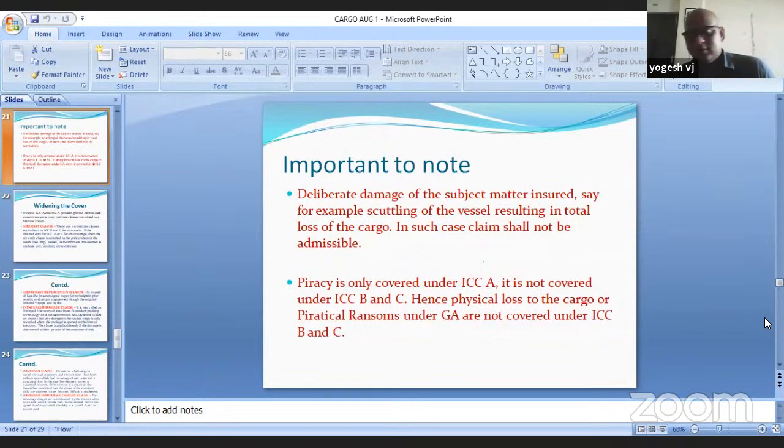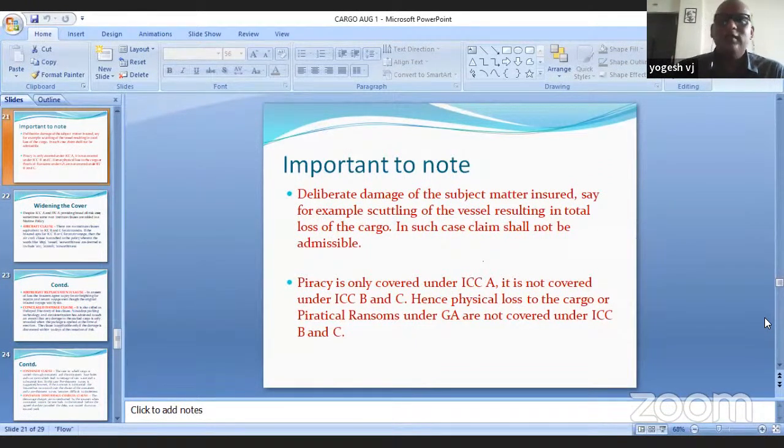Now, deliberate damage to the subject matter, say for example, scuttling of the vessel. Now, this is a loss which occurs in hull. Scuttling of the vessel is usually what, suppose the vessel has become old, it has ended its commercial life. What the charterers or the owners of the vessel do, they simply carry the vessel to the middle of the ocean and they sink it and they claim it from the hull insurer. Okay, this is called scuttling of the vessel. They call this rust bucket fraud in marine terminology. So, scuttling of the vessel resulting in total loss. In such case, claim shall not be admissible, but it is very difficult to prove.